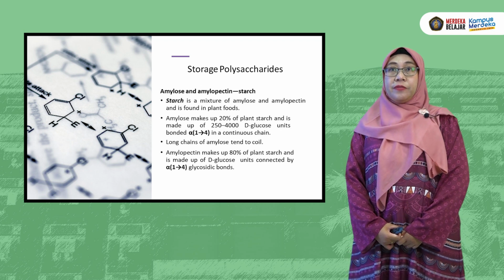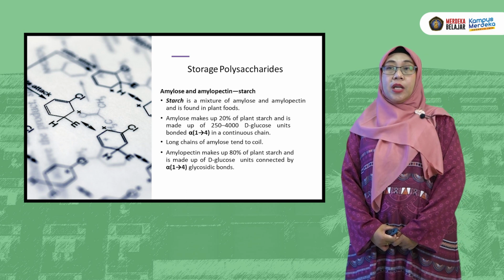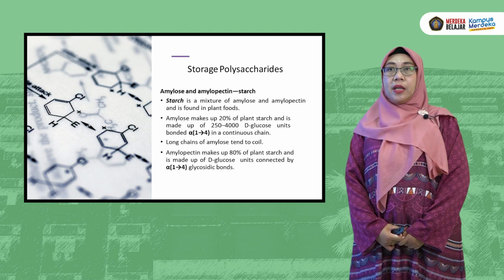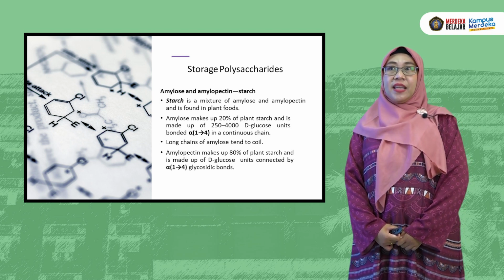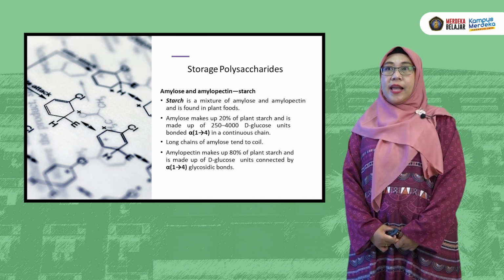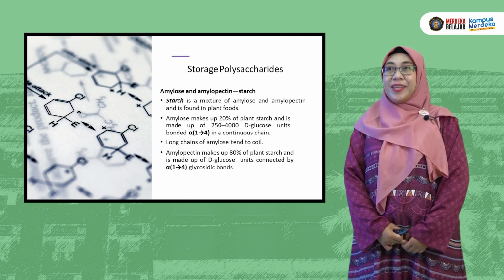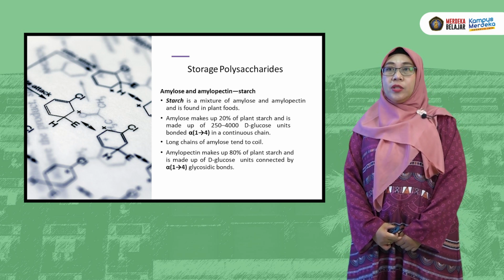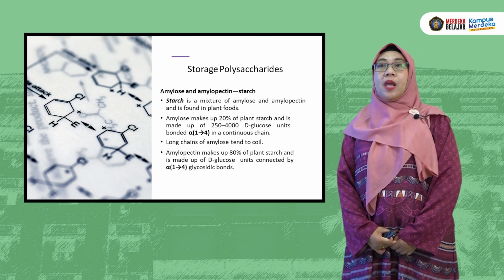These are our first storage polysaccharides. They are amylose and amylopectin, which compose starch. Starch is a mixture of amylose and amylopectin, and it is found in plant foods. Starch is abundant in rice and potatoes. Amylose makes up about 20% of plant starch, and it's made up of 250 to 4,000 D-glucose units bonded by alpha-1,4 bonds in a continuous chain. Long chains of amylose tend to coil.